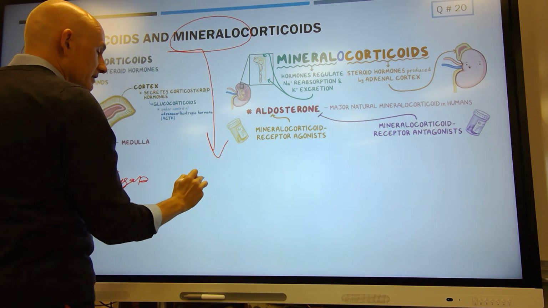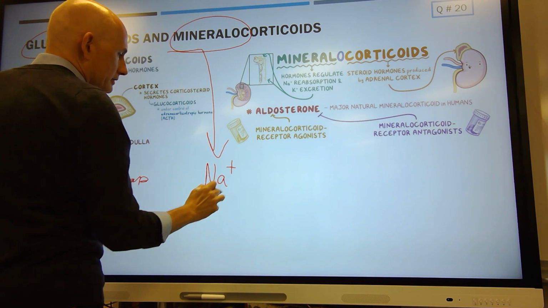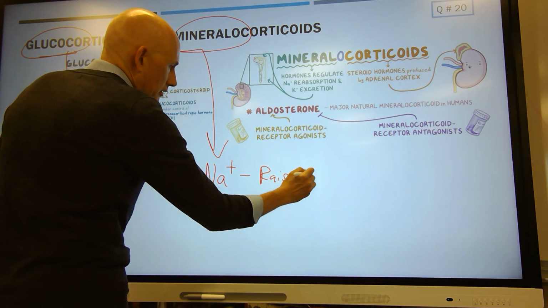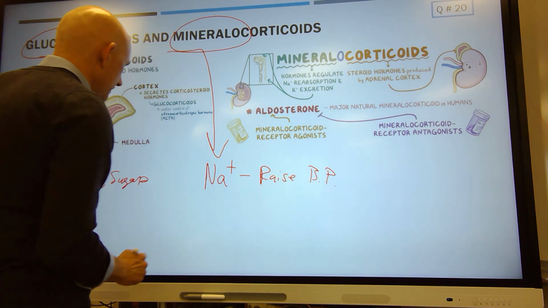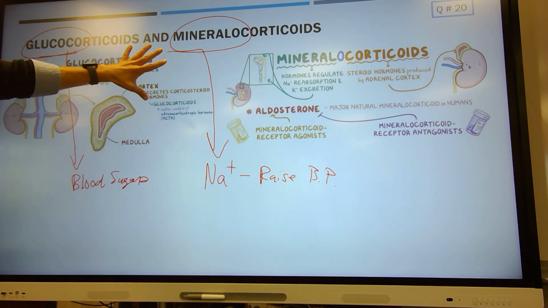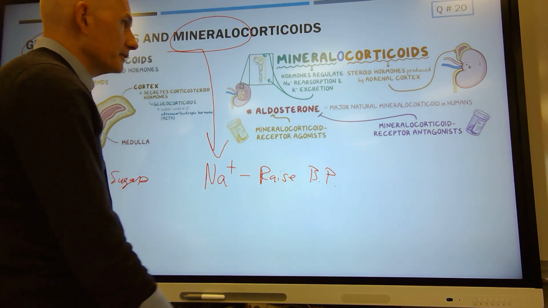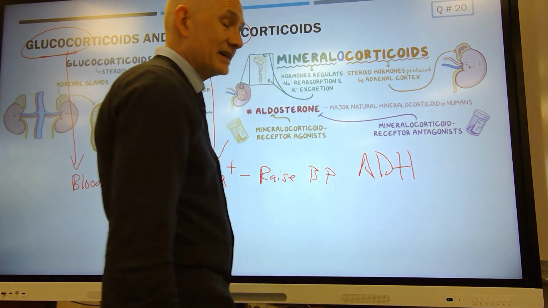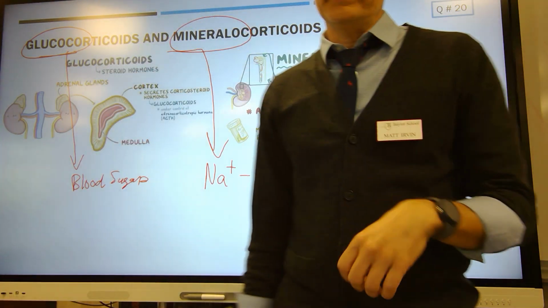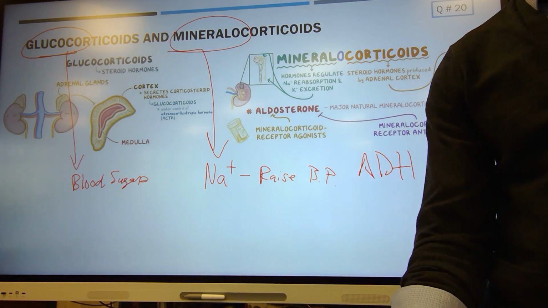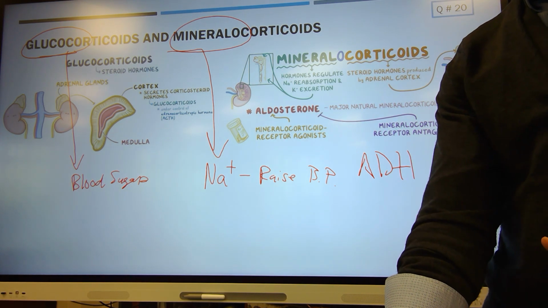Mineralocorticoids basically increase salt, so this is going to raise your blood pressure. And this will raise your blood glucose level. One of your mineralocorticoids that we know about is also ADH, your antidiuretic hormone, which increases salt absorption so that you can maintain water.